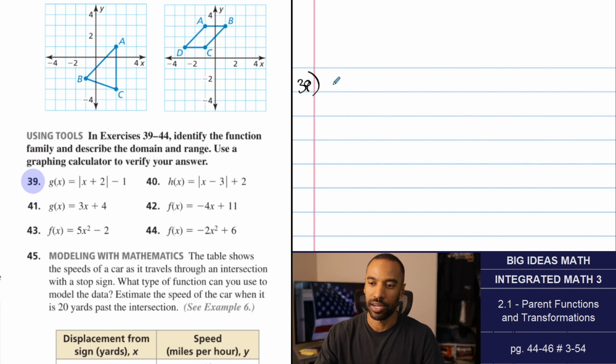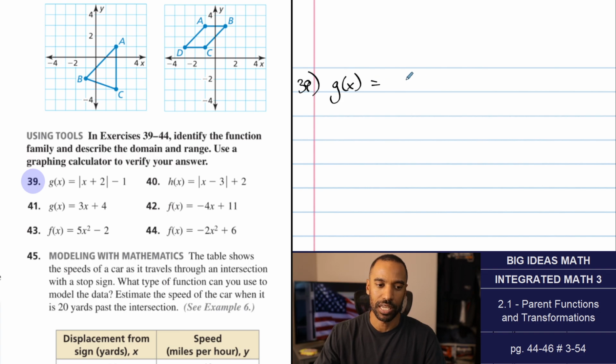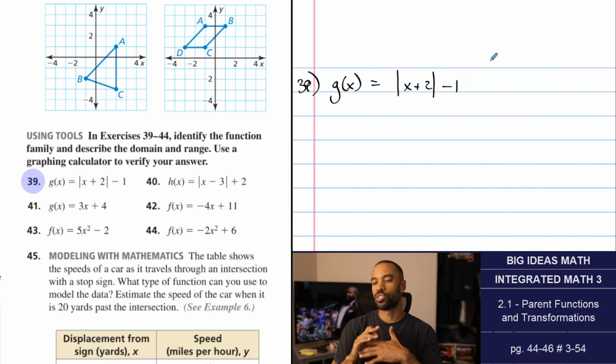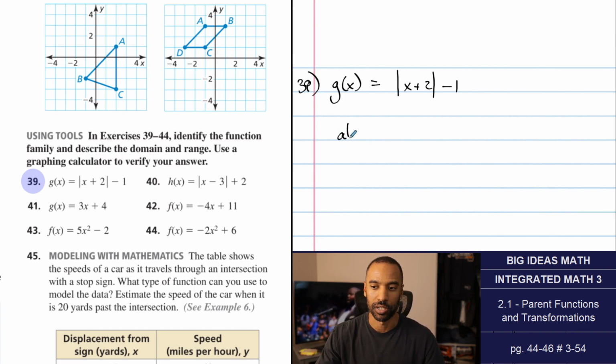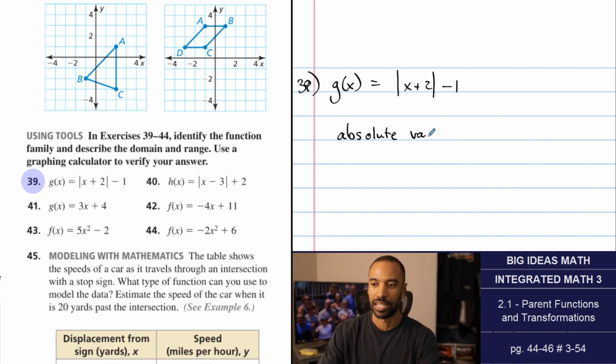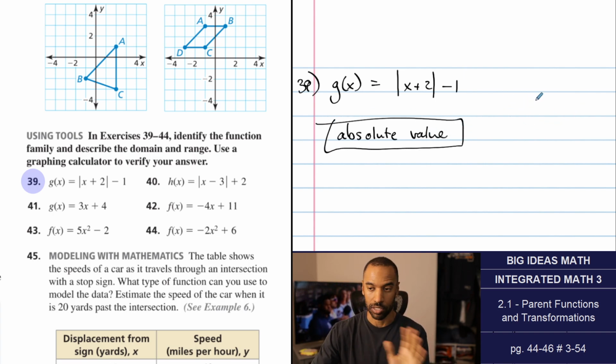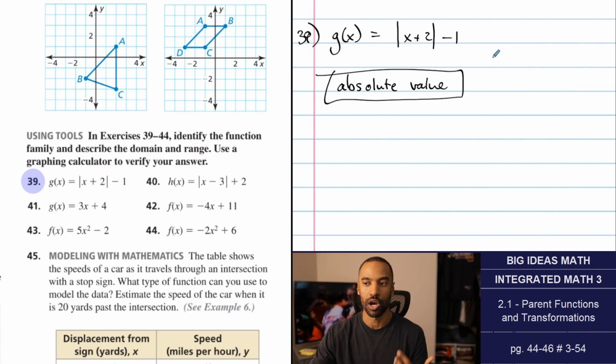So on number 39, you have g of x equals absolute value of x plus 2 minus 1. What we should start recognizing here is, first of all, it's an absolute value function. Absolute value. So that's part of it. Identify what kind it is. Based on the kind that it is, we want to know. This is true for all sorts of graphs. We should know. It's a V-shape, right?